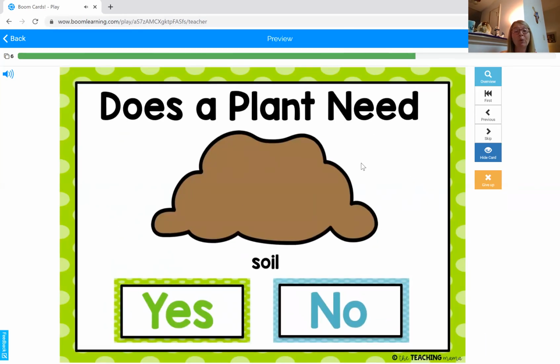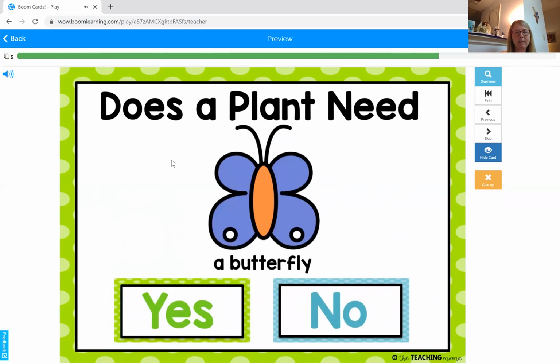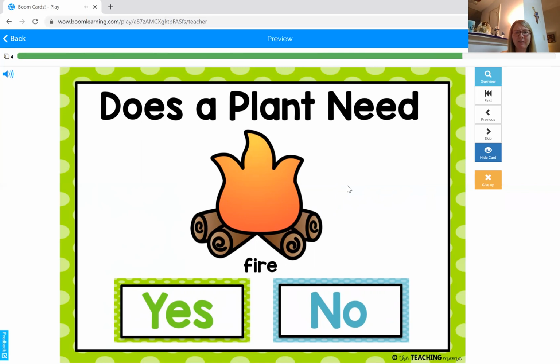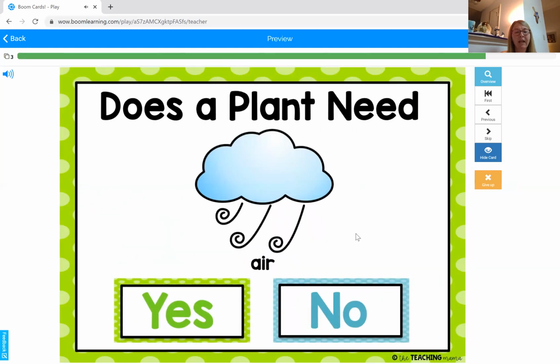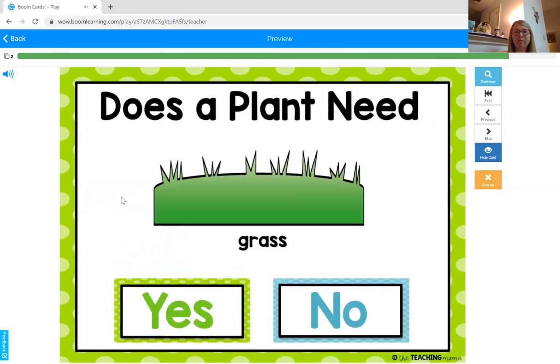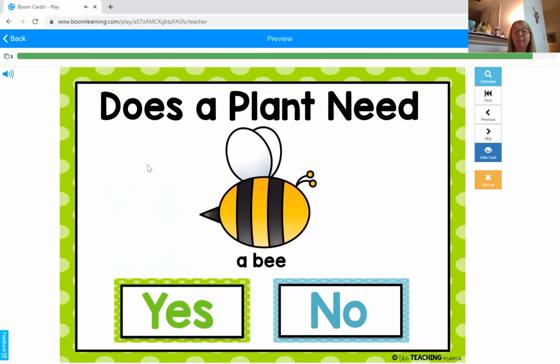Does a plant need soil? Yes, that's where it gets all the nutrients to help it grow big and tall. Does a plant need a butterfly? No. Does a plant need fire? No way. It might damage the plant. Does a plant need air? Yes. Does a plant need grass to grow? No. Does a plant need a bumblebee? No, it doesn't need that to grow.